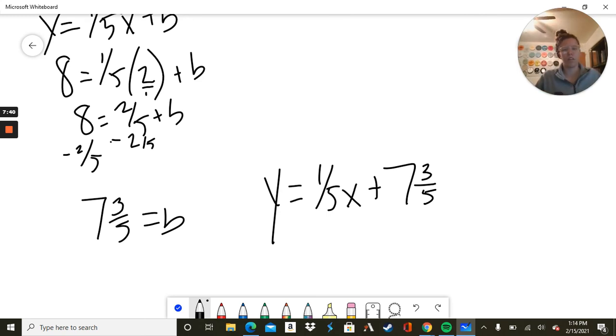Okay, so you find the slope, then find the y-intercept by plugging in one of the ordered pairs, then rewrite it in slope-intercept form. So that's it for today's lesson.